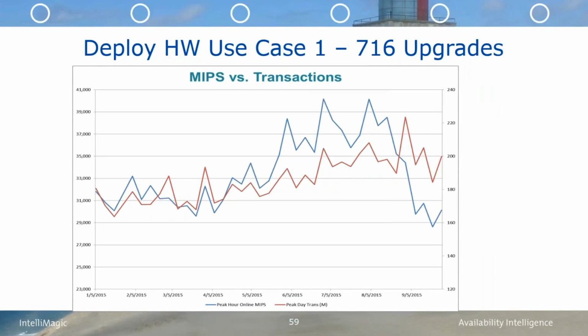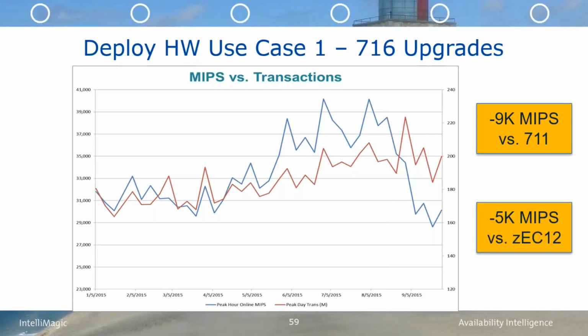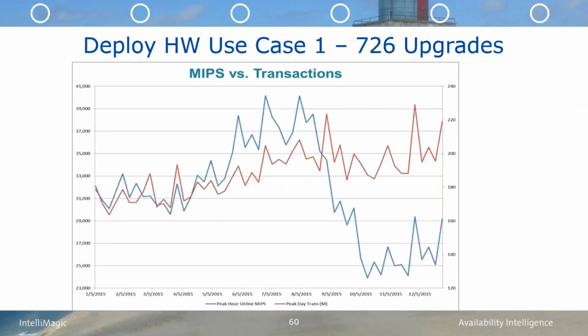Now, when additional hardware was deployed that enabled most of the workload to execute on vertical highs, MIPS consumption, the blue line, was reduced dramatically, resulting in a 9,000 MIPS savings versus the z13 711s for equivalent business workloads, which was a net 5,000 MIPS savings from the starting point of the zEC12s.